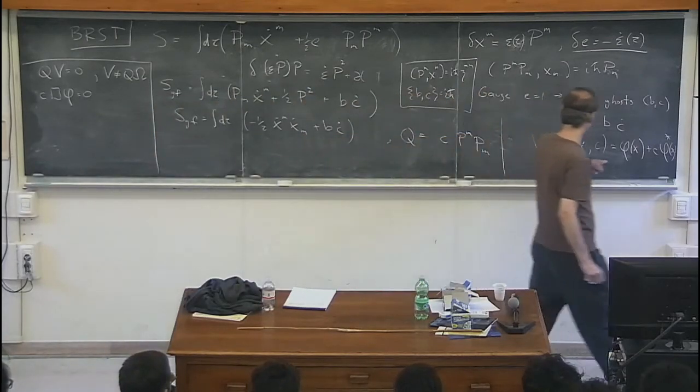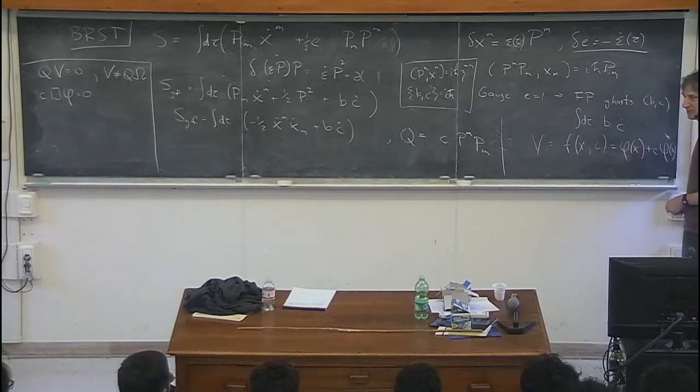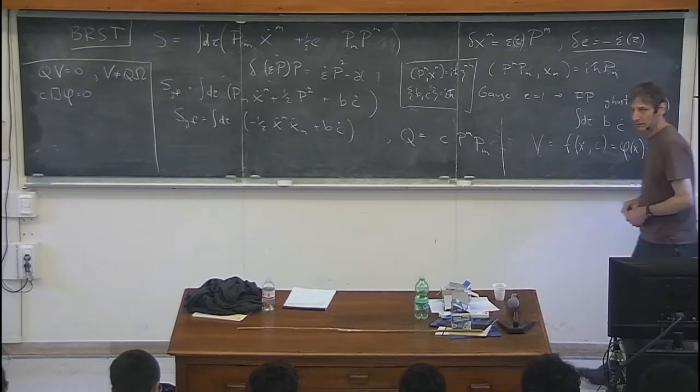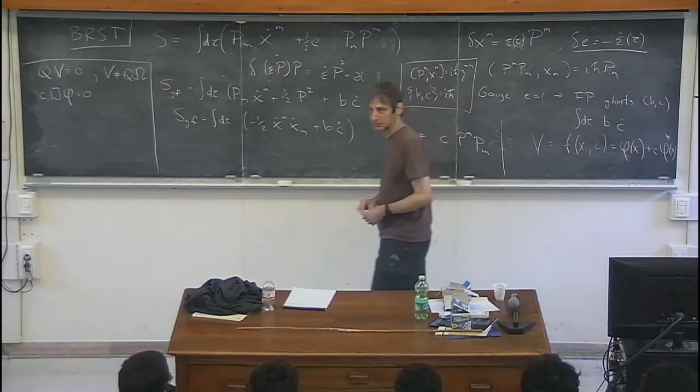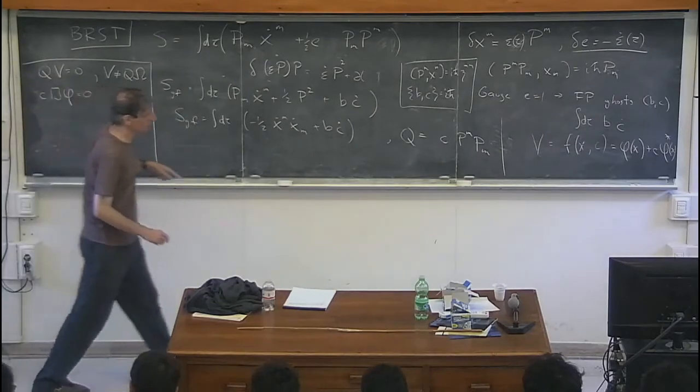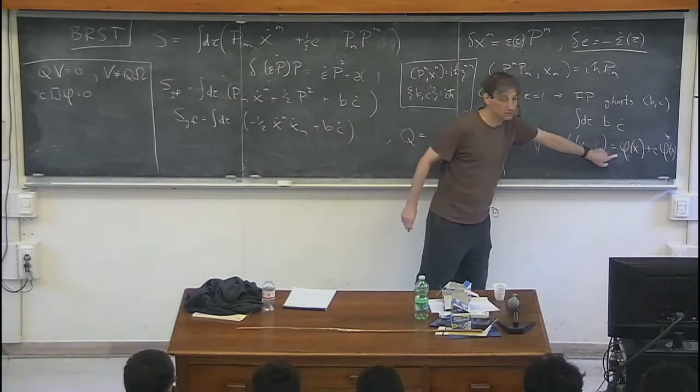I just wrote down what it is in general. It's a function of X and c. So because c is anti-commuting, there's only two terms. But it's an arbitrary function of X. Phi is an arbitrary function of X. Phi star is an arbitrary function of X. Okay? Any other questions? Okay, so QV equals zero only implies an equation for phi.